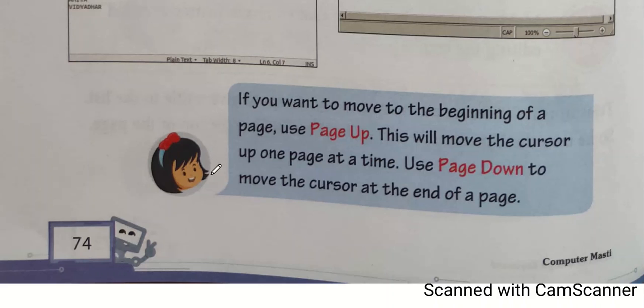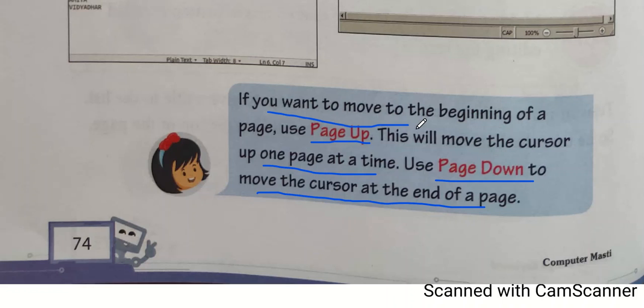Next, Jyoti, if you want to move to the beginning of a page, use page up. This will move the cursor up one page at a time. Use page down to move the cursor to the end of the page. So at a time, if you want to reach the top of the page, then we will press page up, and if we want to move to the down of the page at a time, then we will press page down key.